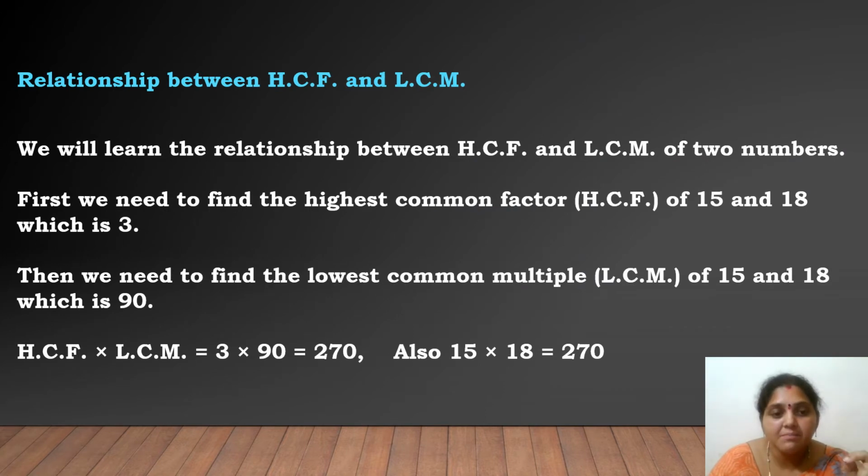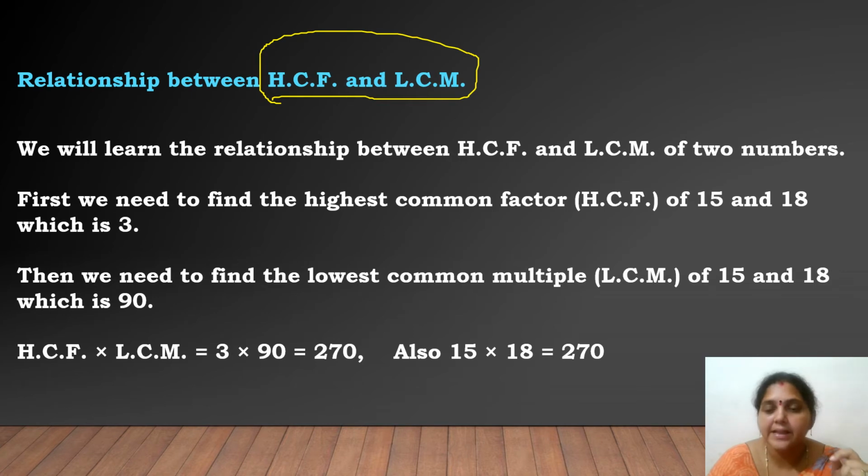Now, the relation between HCF and LCM. We have to see what the relation between HCF and LCM is. HCF means highest common factor, LCM means least common multiple. We will learn the relationship between HCF and LCM of two numbers. First, we need to find the highest common factor of 15 and 18. If you find it out, you will get 3, right?